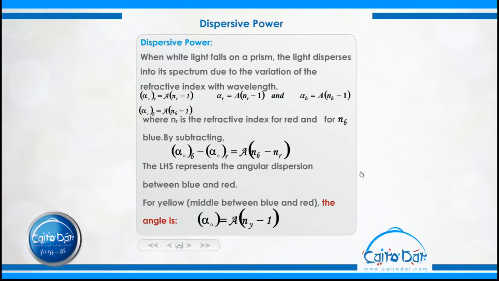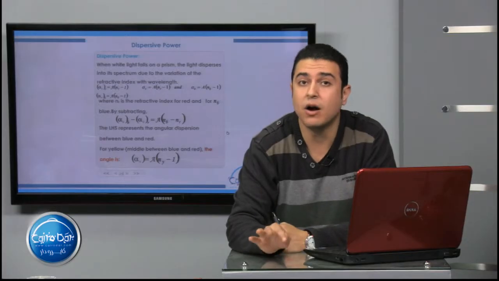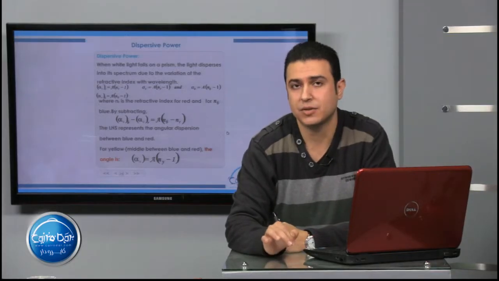When light falls on a triangular prism, any prism, this prism disperses the white light into 7 spectrum colors, as you know before. So this variation in the 7 spectrum colors is due to the variation of the refractive index, and the variation of refractive index is due to the difference in the wavelength for each color.